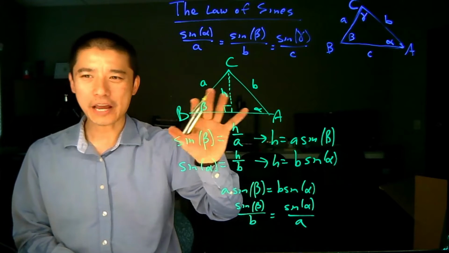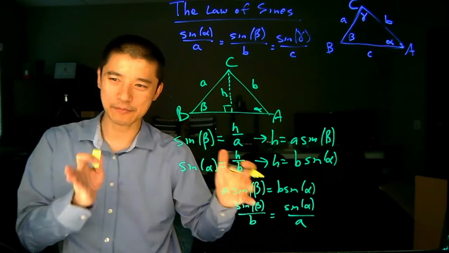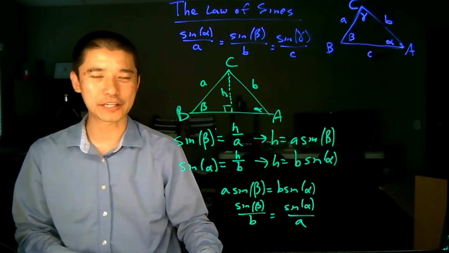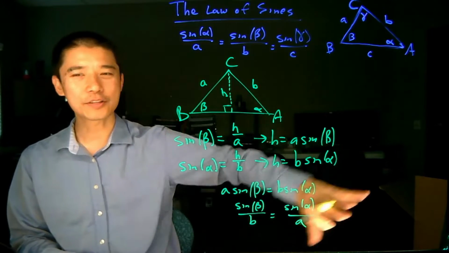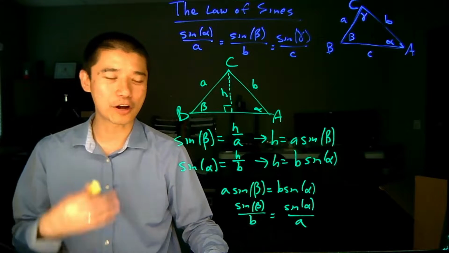Now, in this case, we don't have any obtuse angles, but if you were to draw the obtuse angle triangle, you'll see that the same relationships still hold. It's just that the pictures look a little bit different. And so this is the law of sines. And we're going to take a look at how we can use this to solve a right triangle, or solve a general triangle.